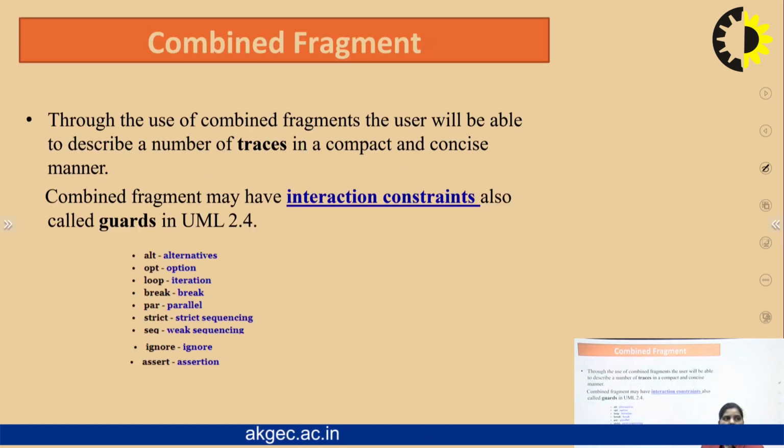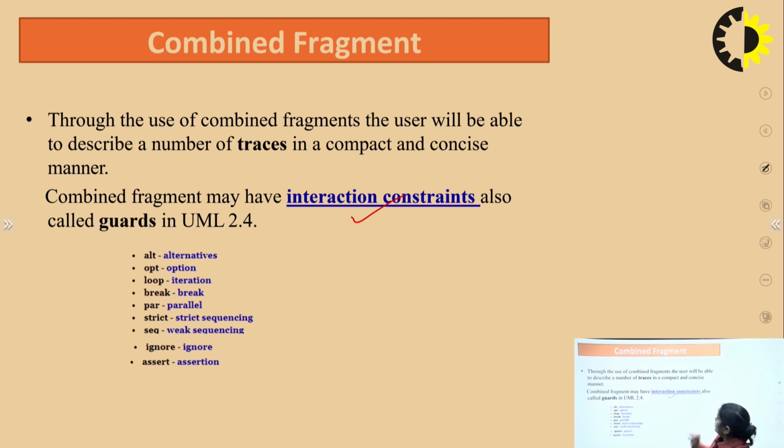Now what is a combined fragment? Through the use of combined fragments, the user will be able to describe a number of traces in a compact and concise manner. A combined fragment may have various interaction constraints, also called guards in UML. Just like in an activity diagram, where we also have a guard, it plays the role of a controller.